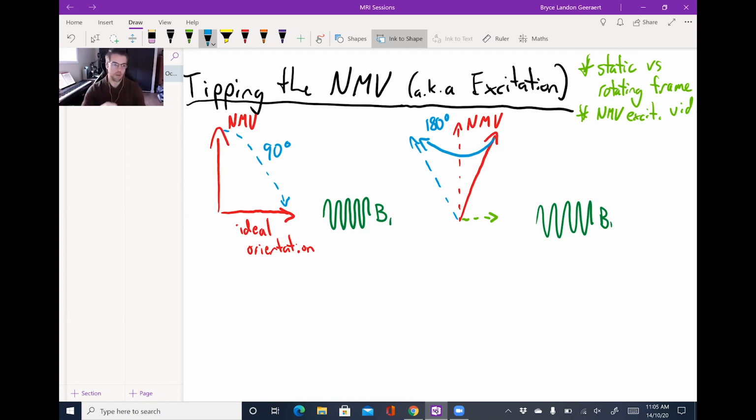Same kind of concept in MRI. We have a B1 field that is much smaller than the B0 field. It's not as strong, but it's applied at a frequency that matches the precession frequency of the net magnetization vector. Because of that, the field is always oriented at the right angle in the transverse plane to continually tip the net magnetization vector into the transverse plane.